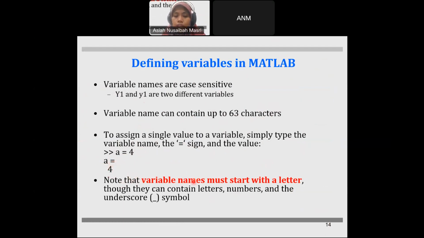Note that variable names must start with a letter, though they can contain letters, numbers, and the underscore symbol. So you can define your variable as A1, A12, A23, but you cannot define it as 1alpha or 2gamma. It must start with a letter first, an alphabet first, then only numbers or underscore.